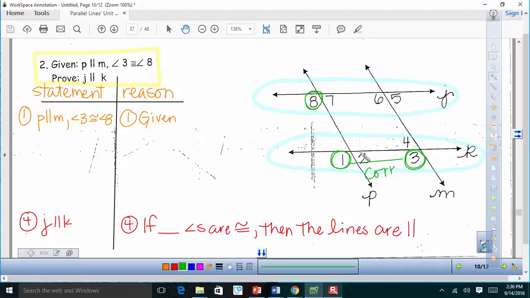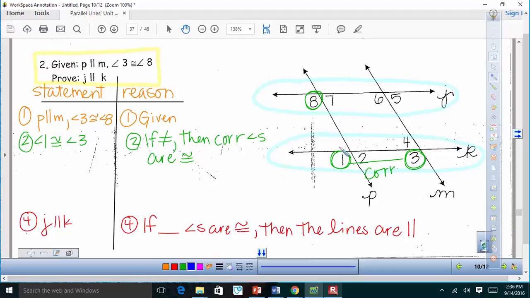Okay, so I'm going to write that step down. I know that angle 1 is congruent to angle 3 because if two parallel lines are cut by a transversal, then corresponding angles are congruent. Okay.